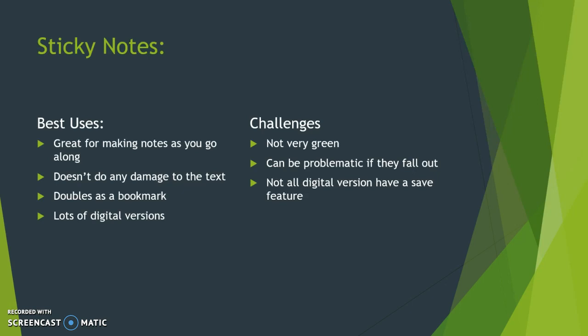Some challenges to using actual sticky notes is that it's not very green conscious because it is actually wasting paper. You can recycle them obviously, but it doesn't really save any paper or trees. And it can be problematic also if they fall out of the book. So if they don't stick very well, or if you drop anything and they come out, you're not exactly sure where they go back. And if you don't write page numbers directly on them, it can get confusing to try and put them back.